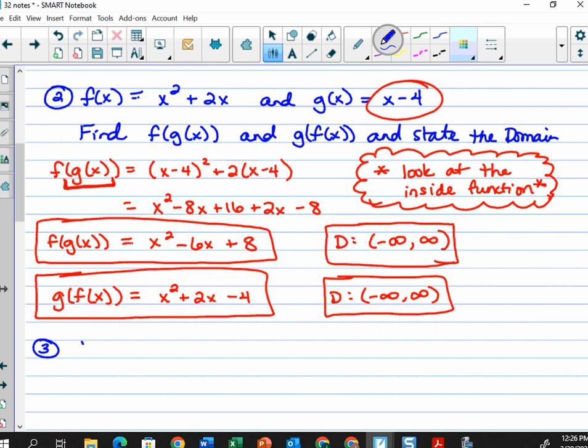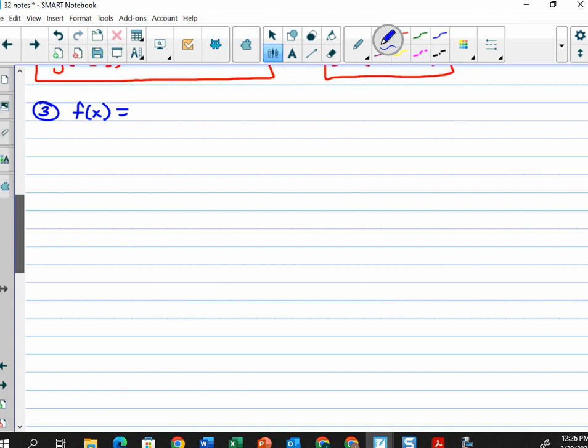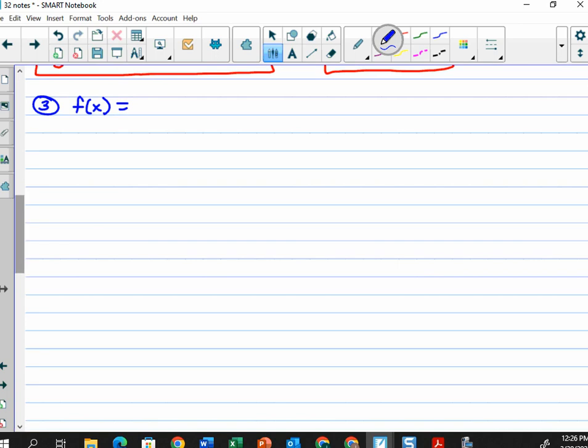We'll take a step up here. f of x equals x over x minus 1. As I said, they're going to get a little trickier now. And g of x equals x squared minus 1. Same directions here. Find f of g of x, g of f of x, and the domain. Okay? You guys want to try?